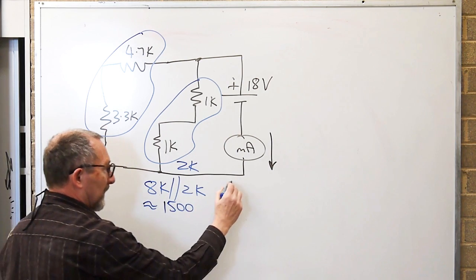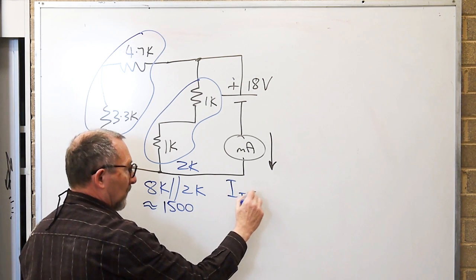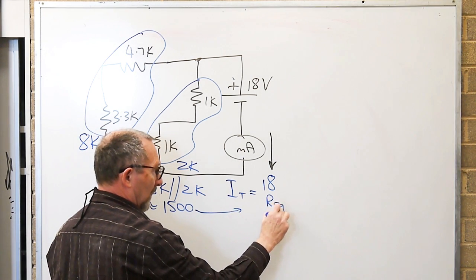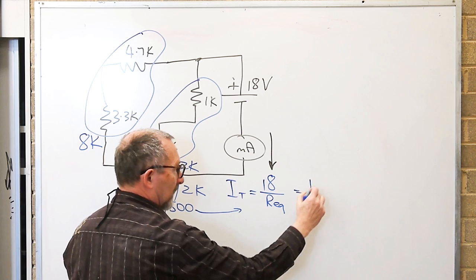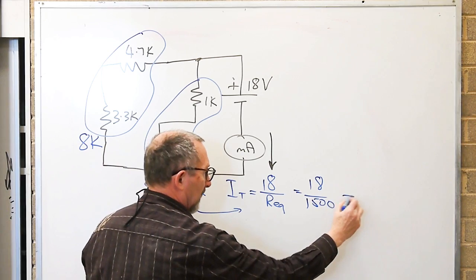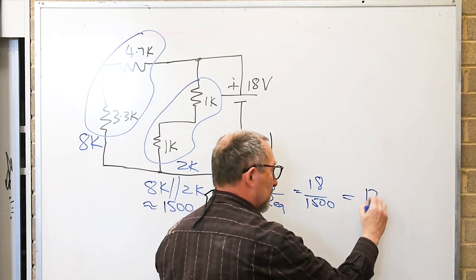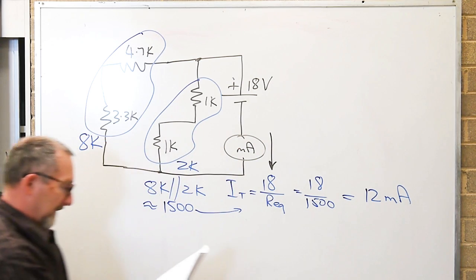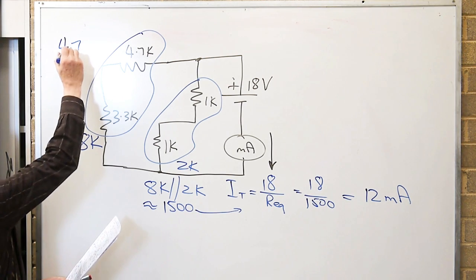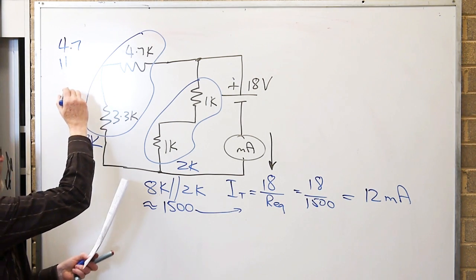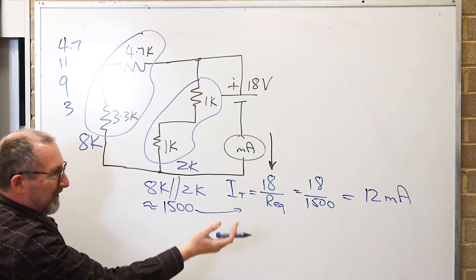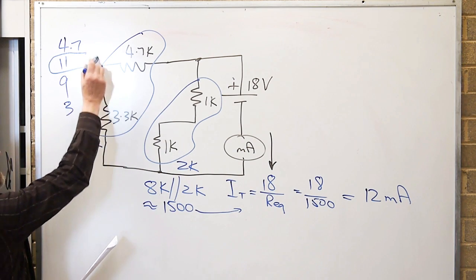You've got 18 volts, so IT equals 18 over that REQ, equals 18 over 1500, and that gave me 12 milliamps. And the answers to choose from were like 4.7, 11, 9, or 3. So with an approximation even, 12, there's only like one that it could be close to.